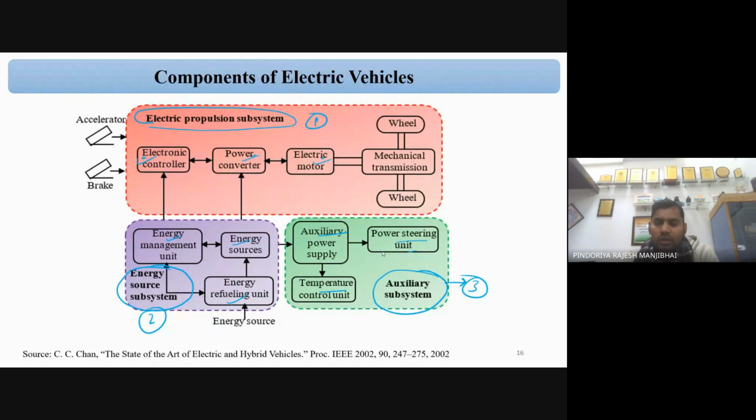While we discuss the electric vehicle, maybe you can consider any component for your research work. Maybe the electric motor, maybe the power converters, maybe the energy management unit, maybe the energy source, that is a renewable energy source, non-renewable energy source, or the auxiliary power supply: how you can manage it, how you can control the temperature of the AC, how you can control the temperature of your battery. So you can consider any topic for your research work, as you are a power electronics and electrical drive student.